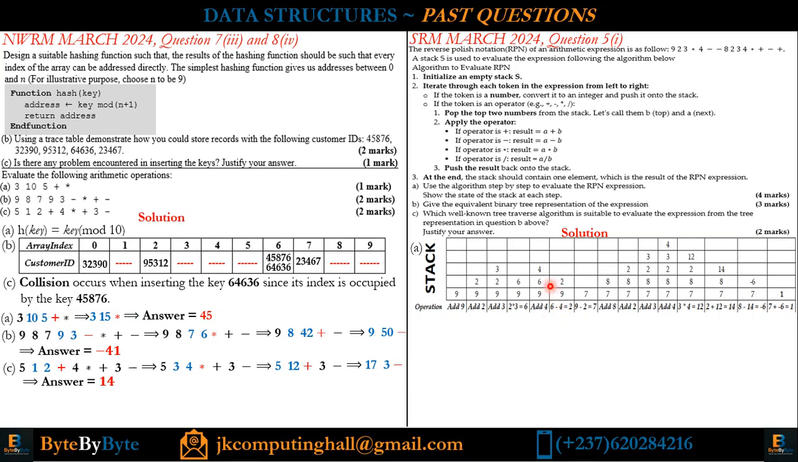I have one subtraction, 6 minus 4, 2. I have another subtraction, 9 minus 2, 7. I add 8, I add 2, I add 3, I add 4. Then I have multiplication. When I multiply this, I have 12. Addition, when I add these two, 14. Subtraction, when I take 8 minus 14, negative 6. Remember that it's always the one below minus the one above, not the reverse. Then I have addition, 7 plus negative 6 is 1. So this is the content of the stack during the evaluation of the RPN using the algorithm provided.